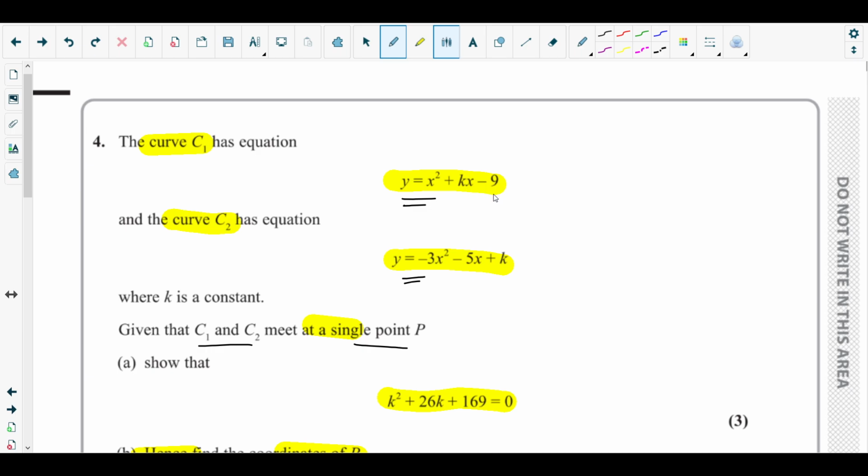x squared plus kx minus 9. So if x equals to 1, and k equals to negative 13, right? So y would be what, 1 minus 13 minus 9. So 1 minus 13 minus 9, that is negative 22. Negative 22 plus 1, that is negative 21, right? So the y coordinate of point P is negative 21.